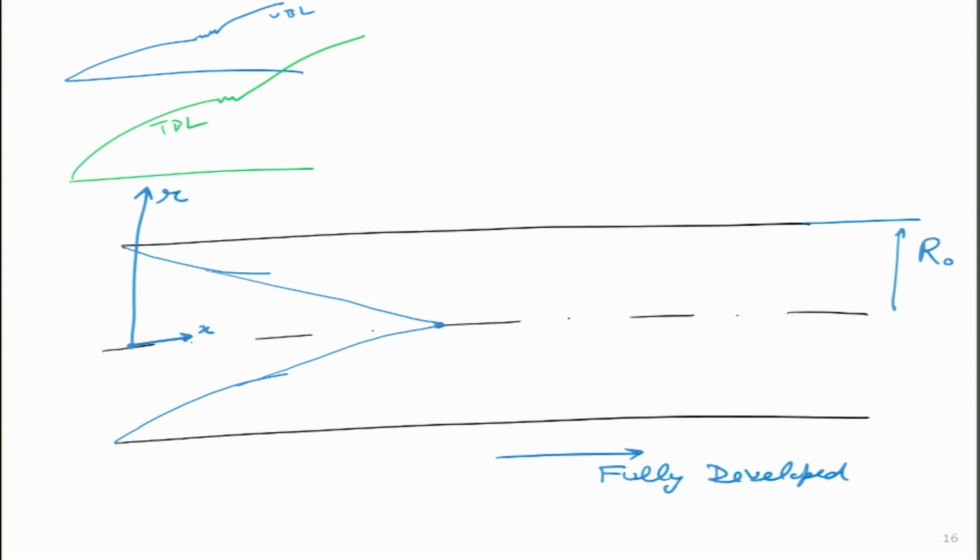Now, what is the importance of this fully developed region? I will just share in just a minute. So, this is the fully developed region from this onward, and this one is called the entrance region. And this length over here is called LE, which is the entrance length.